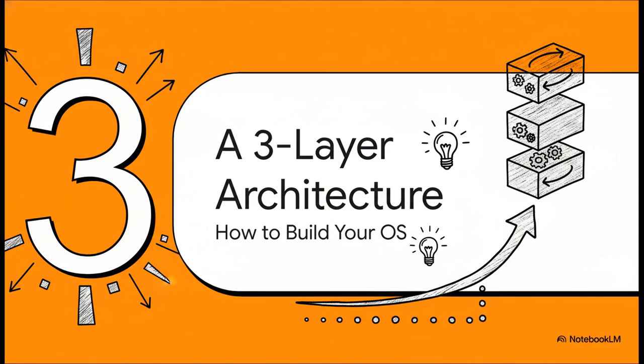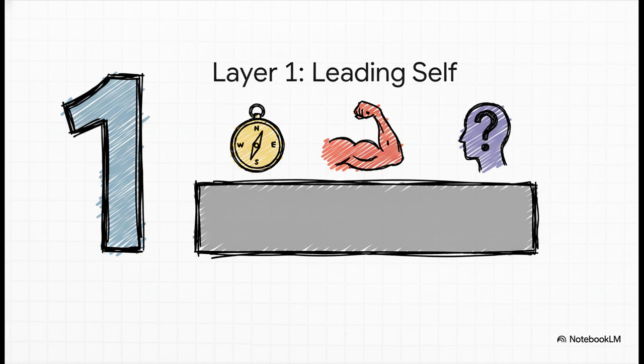So how do you actually go about building one of these? This isn't just some abstract theory. A really well-designed OS is built on a surprisingly simple 3-layer architecture. Let's break it down. Everything, and I mean everything, starts with layer 1, leading self. This is the absolute foundation. It's all about getting brutally honest with yourself, about your values, your strengths, and maybe most importantly, your blind spots. Because let's be real, you can't lead anyone else effectively if you can't first lead yourself.